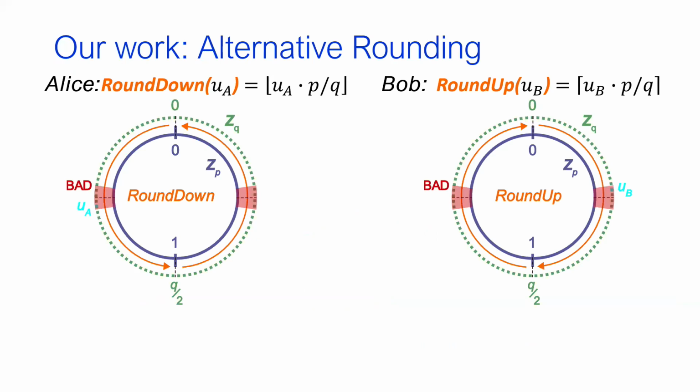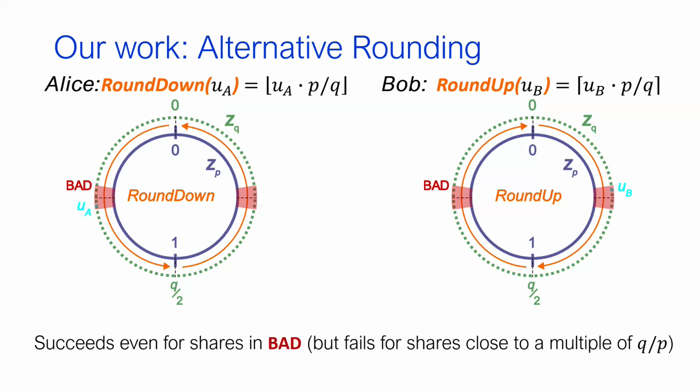So let's consider an alternative method of rounding, which is asymmetric. And now Alice is going to, again, scale her share by multiplying by P over Q. But instead of rounding to the nearest integer, she's always going to round down. And Bob is always going to round up. So if we go back to our previous example where Alice had her share here, now her share will be rounded down and mapped to 1, and Bob's share will be rounded up and mapped to 1 as well. So we get 1 plus 1, which is 0, as intended. So we have solved the correctness error we previously had.